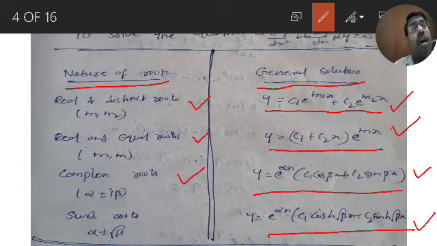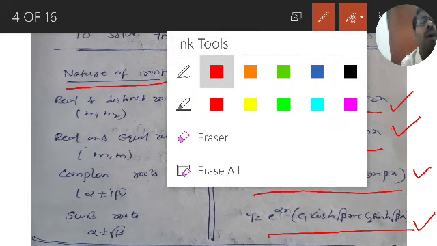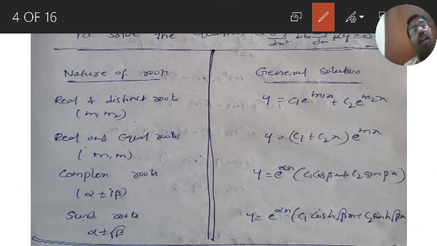So depending on the nature of roots of the auxiliary equation, whether they are real and distinct, real and equal or complex, we write the general solution of the homogeneous linear second order differential equation with constant coefficients. Are you getting? So simply you have to remember these three formulas when the roots are real and different.